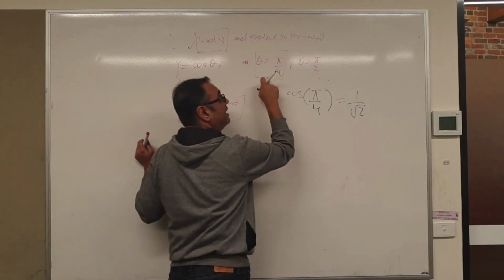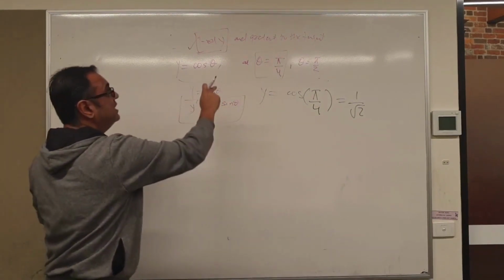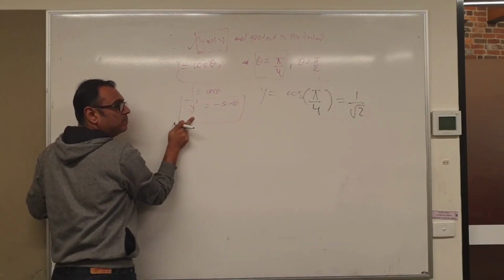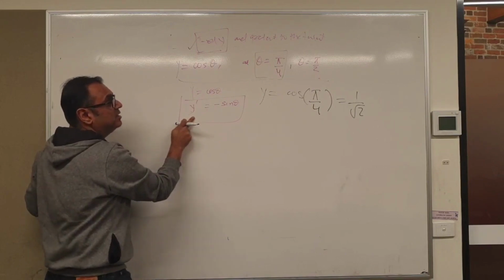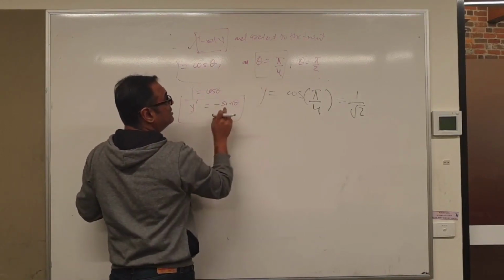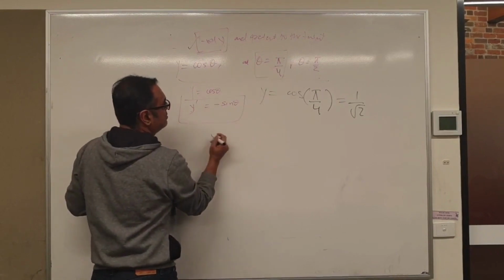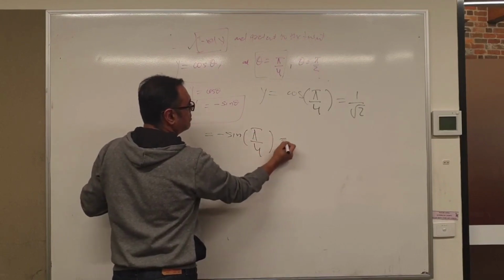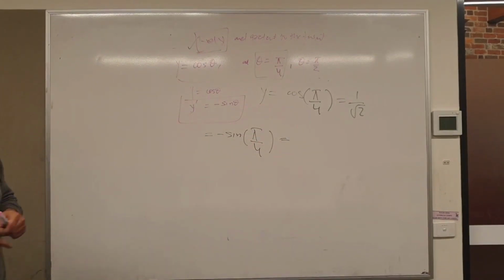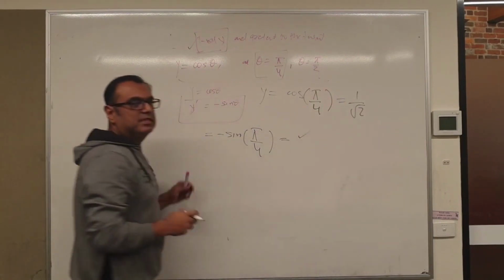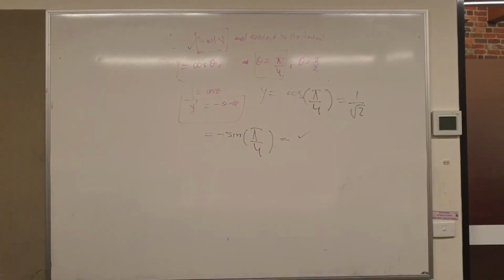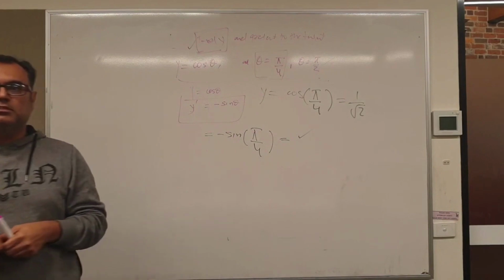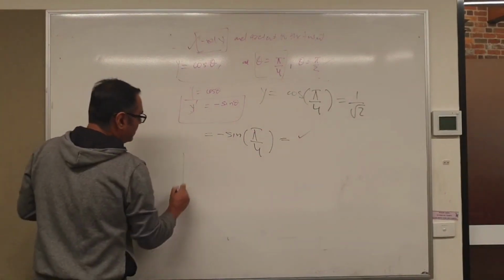It also says the gradient of the tangent. What was the gradient? Negative sine theta. So now what's the value of the gradient at this point? Negative 1 over root 2, whatever that is. That's as simple as that. Then you do the same thing for pi by 2 as well. That's it.